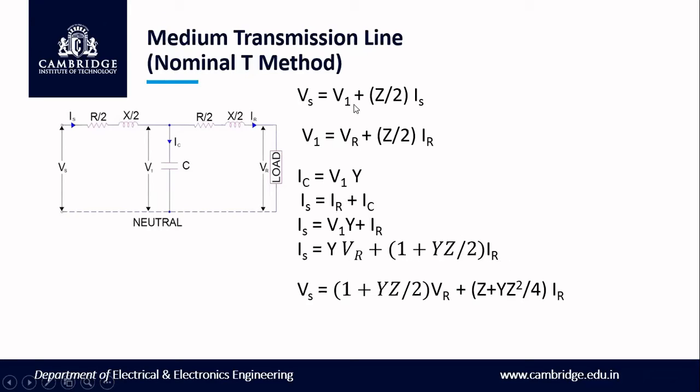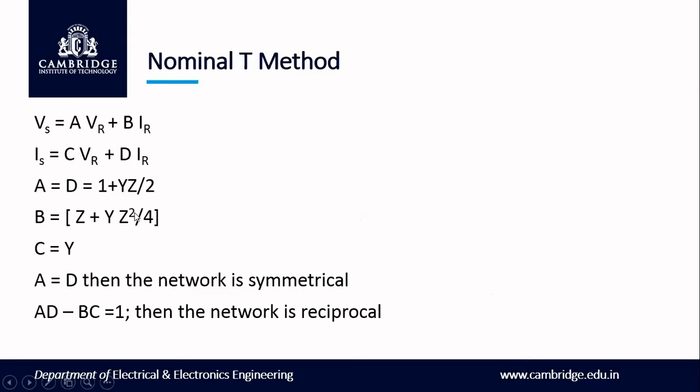See that you are going to represent this as per the standard expression. Now Vs is equal to 1 plus YZ by 2 into VR plus Z plus YZ square by 4 into IR. If you solve this, definitely you will be getting these two equations, that is the expression for Is and Vs. Now comparing these two equations with the standard equations, we are going to write the coefficients for A, B, C, D parameters. Now A is equal to D is equal to 1 plus YZ by 2, B is equal to Z plus YZ square by 4, and C is equal to Y.